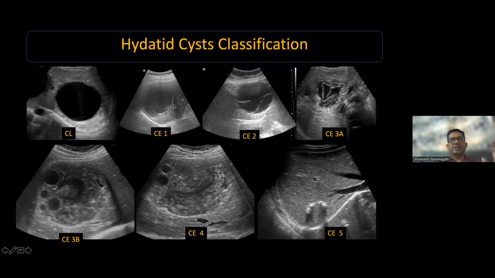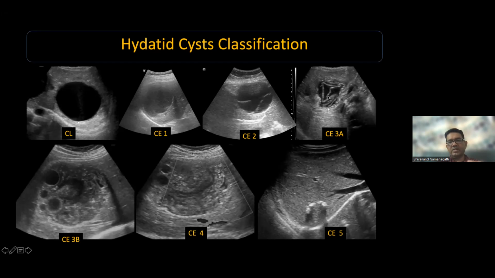Whereas the cystic echinococcus 1, it starts showing internal echoes, and you can demonstrate a wall. And cystic echinococcus type 2, you start seeing the internal membranes. So if you see this kind of a picture, no differential, it is highly suggestive of a hydatid cyst. Then the cystic locular, cystic echinococcus 1, cystic echinococcus 2, these are the active stage. Okay, these are active ones.